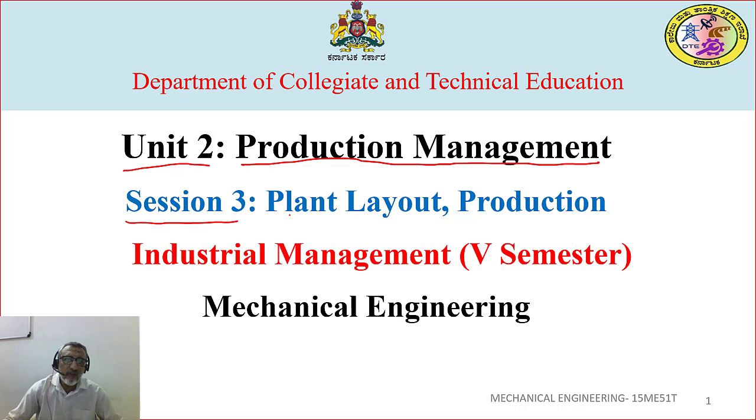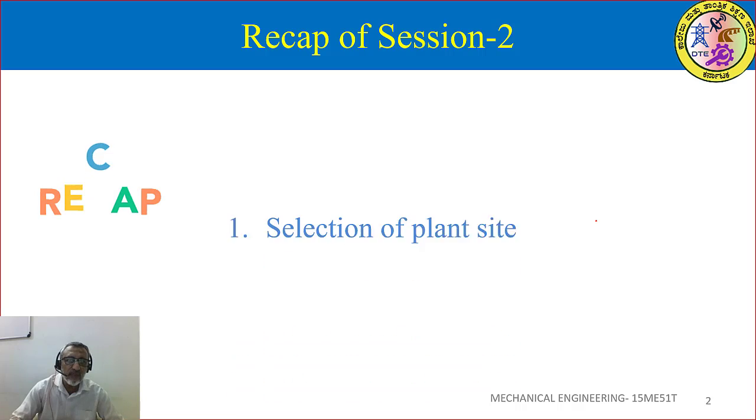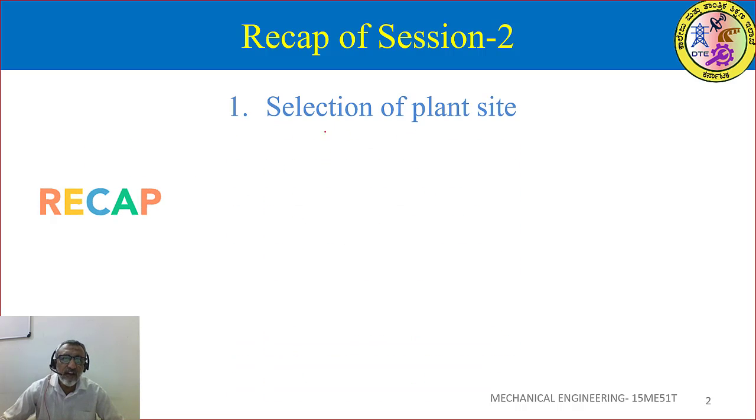In this session, we'll be continuing our discussion on plant layout. Then we'll be discussing production and the various production systems. Let's move on. Before starting this session, let me have a quick recap of the content we discussed in our previous class. We discussed the parameters for selecting the plant size and site.